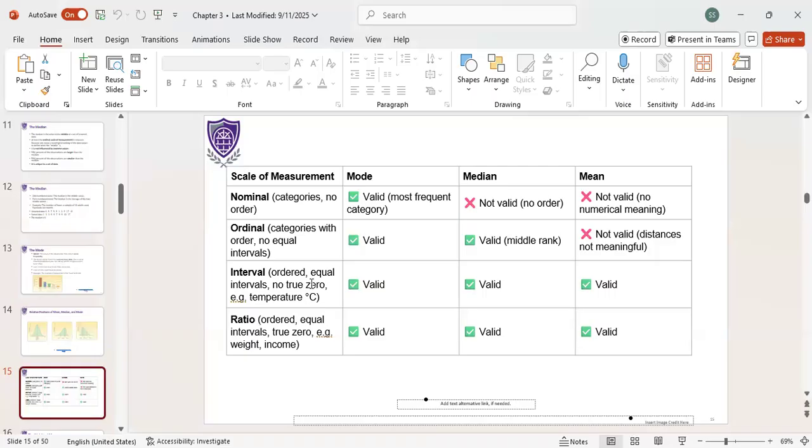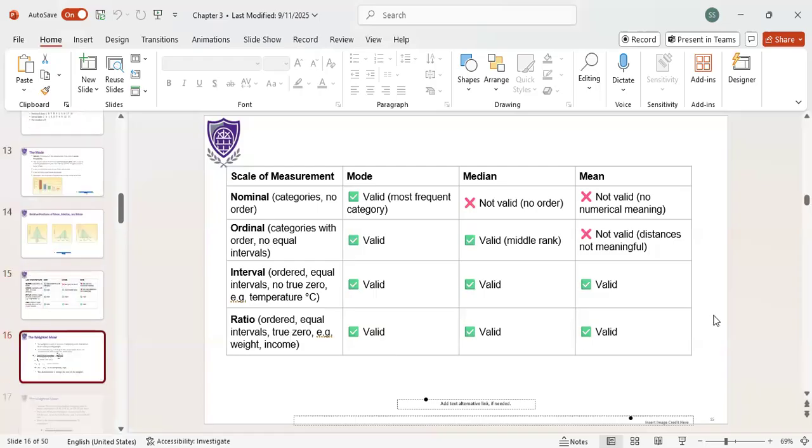And for interval and ratio, if you remember from chapter 1, both of them are numbers. So both median and mean you can calculate, as well as mode. Mode is the only measure of central tendency that you can calculate for all four scales of measurement. But for mean, only when it's numeric, which means it has to be interval or ratio.